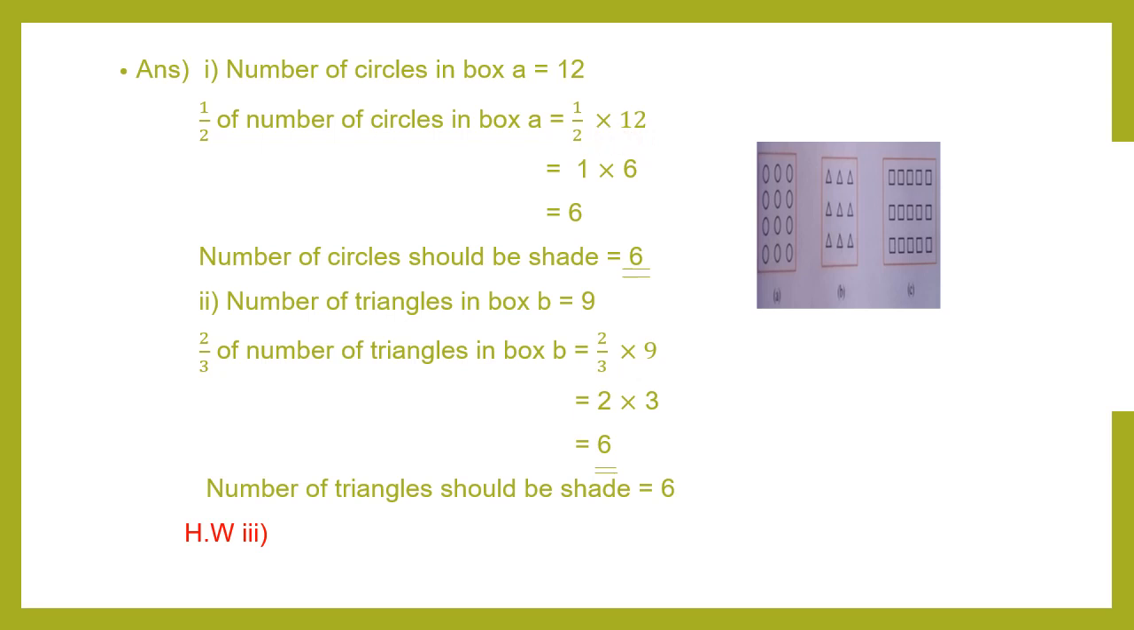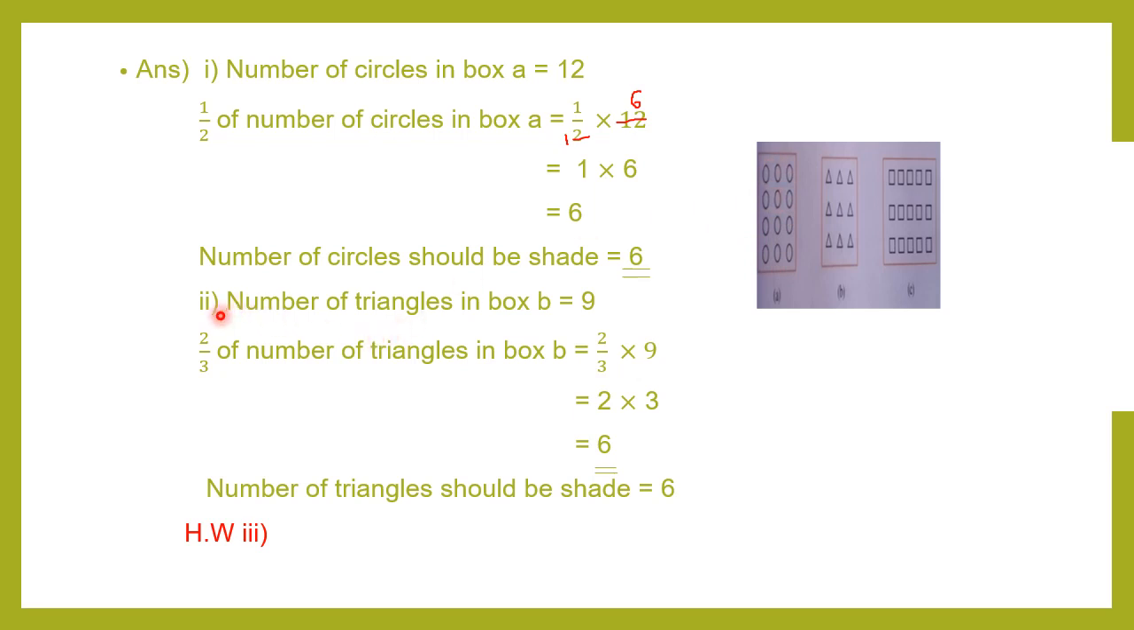Now we can cut 2 and 12. Both are multiples of 2. So here 2 ones are 2 and here 2 sixes are 12. Now 1 multiplied by 6, so that is 6. So how many circles do you have to shade? 6. So from this box A, any 6 circles you can shade.